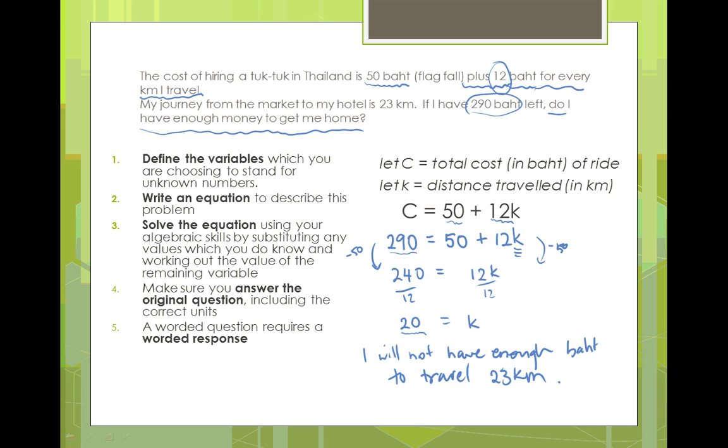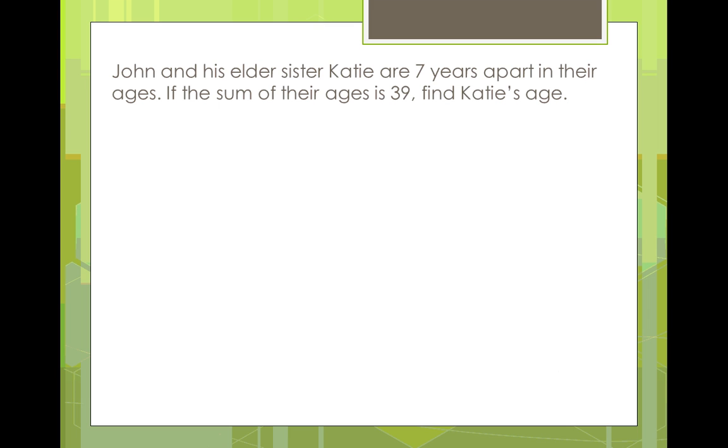Okay, so there's a process for solving our tuk-tuk problem. Let's have a look at a different one now. Very different. John and his elder sister, Katie, are 7 years apart in their ages. If the sum of their ages is 39, find Katie's age.